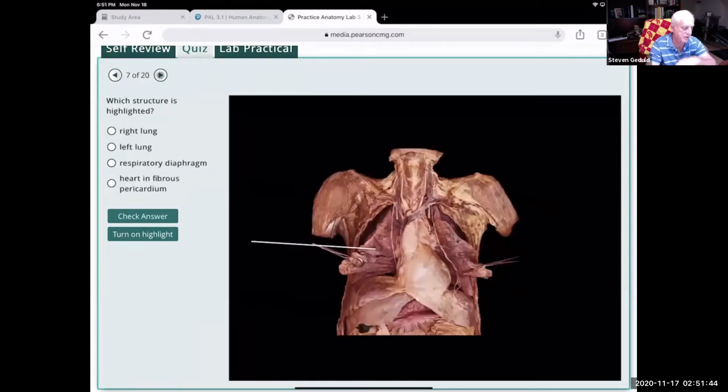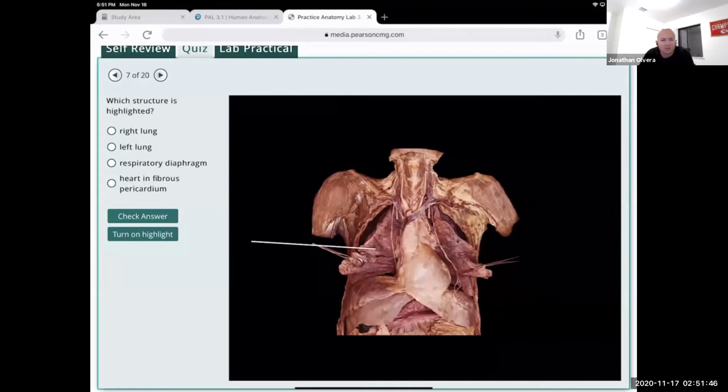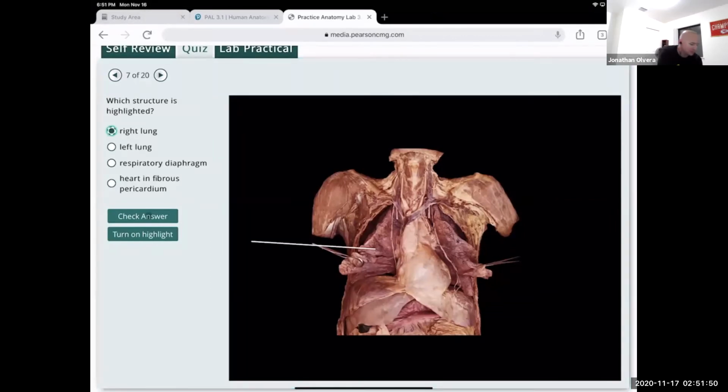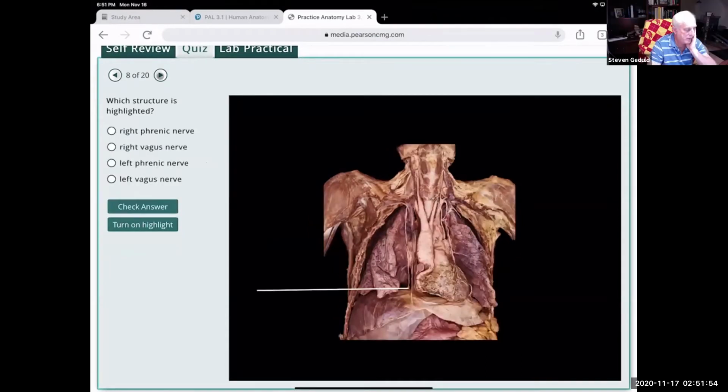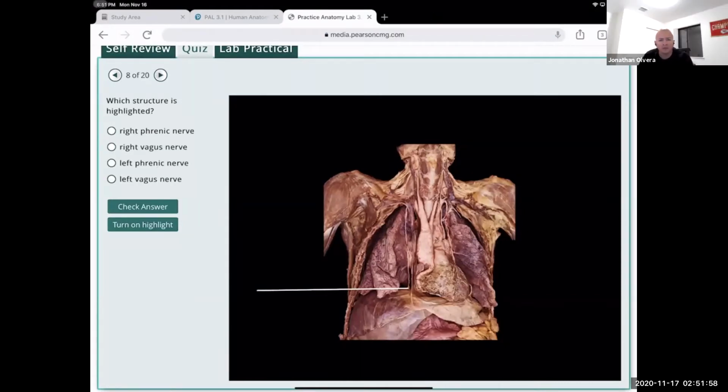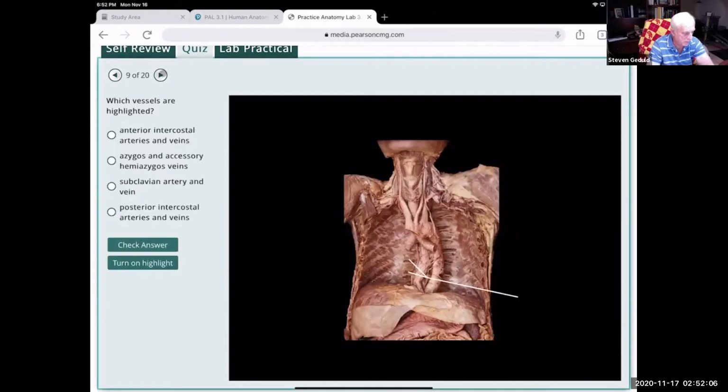And what is that pointing to? Right lung. Perfect. And what is that pointing to? Right phrenic nerve. Yep. Perfect.